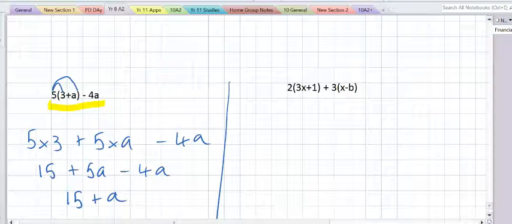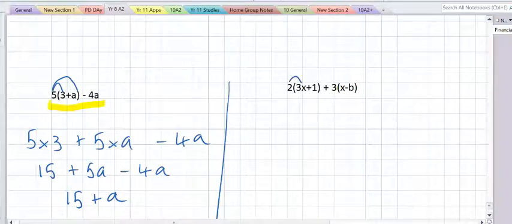Alright. Take a look at the right hand one. Now here, there are really 2 multiply signs, aren't there? We just can't see them. There's a multiply between the 2 and the bracket, and there's a multiply between the 3 and the bracket. We have to do those multiplications first before we try that addition in front of the 3. Alright? So just taking the left hand side.